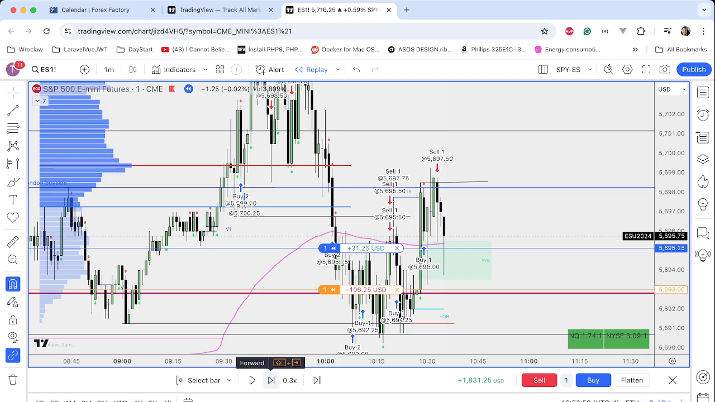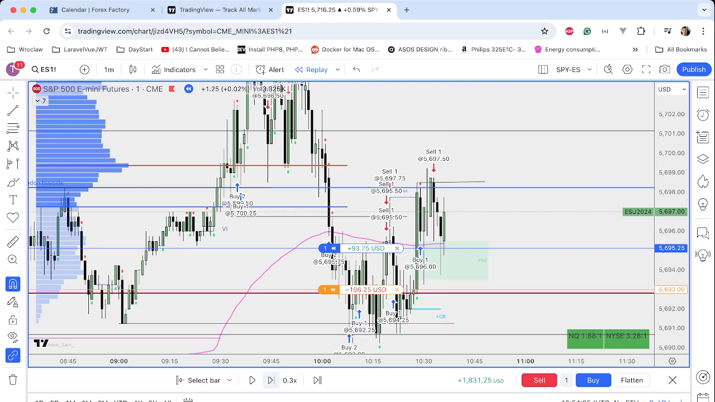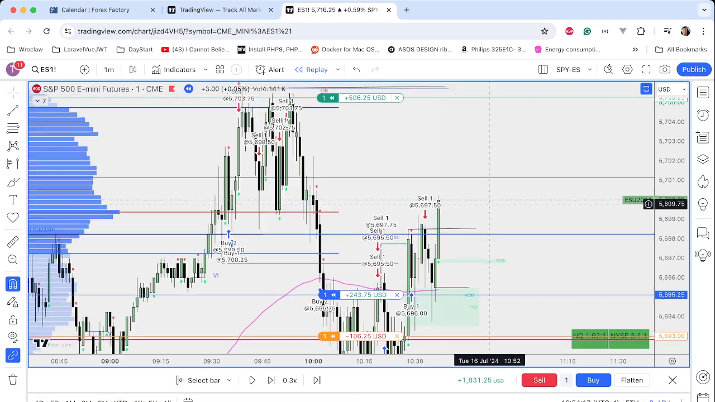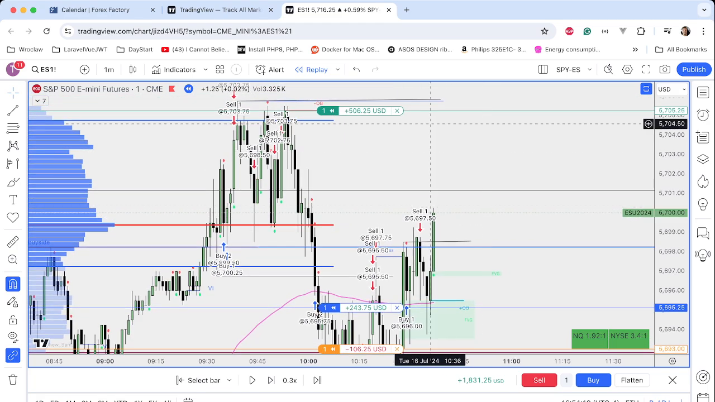Climb back above you up. Okay, $93 again. Finally we got the push. So now the target is up here. That means I'm gonna add.